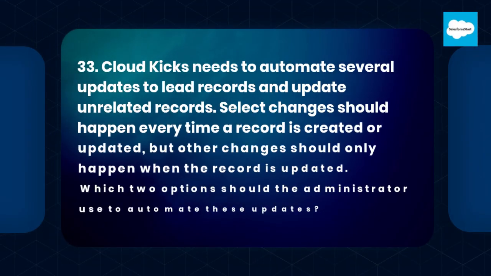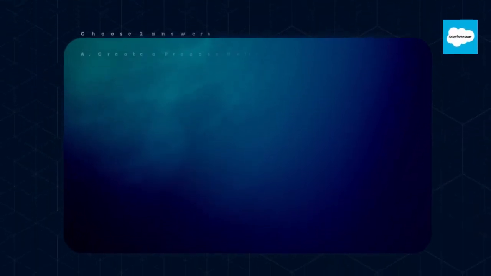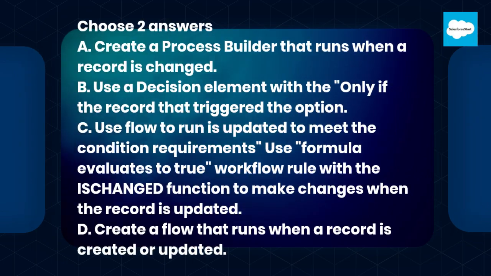33. CloudKicks needs to automate several updates to lead records and update unrelated records. Select changes should happen every time a record is created or updated, but other changes should only happen when the record is updated. Which two options should the administrator use to automate these updates? Choose two answers. A. Create a process builder that runs when a record is changed. B. Use a decision element with the only if the record that triggered the option. C. Use flow to run as updated to meet the condition requirements. Use formula evaluates to true workflow rule with the isChanged function to make changes when the record is updated. D. Create a flow that runs when a record is created or updated.